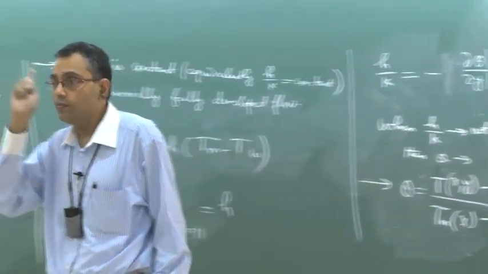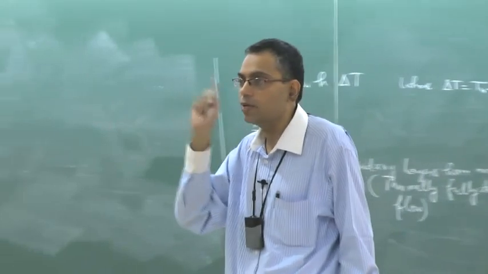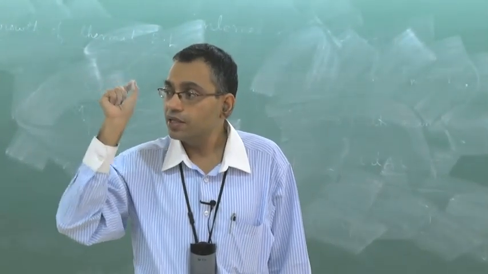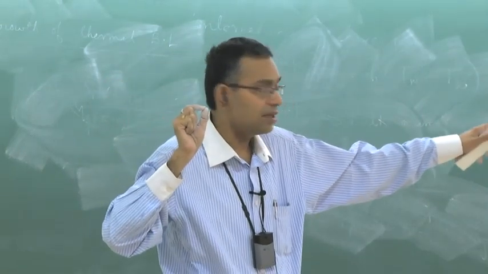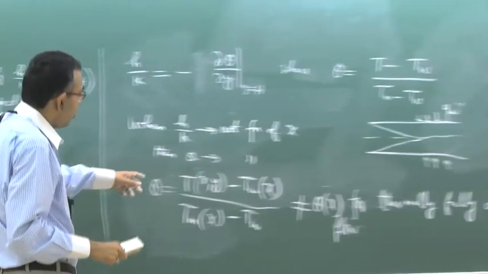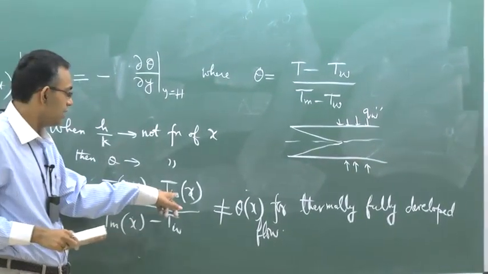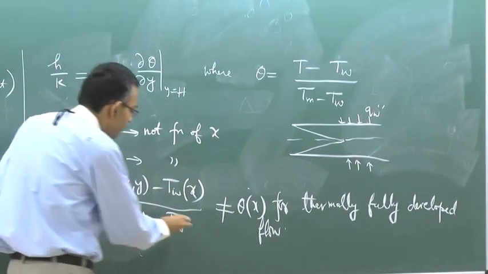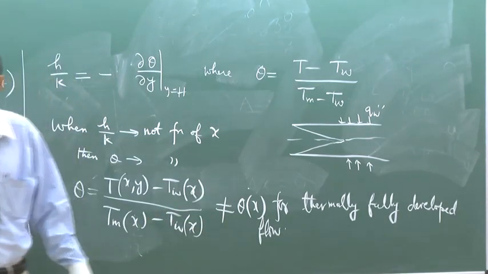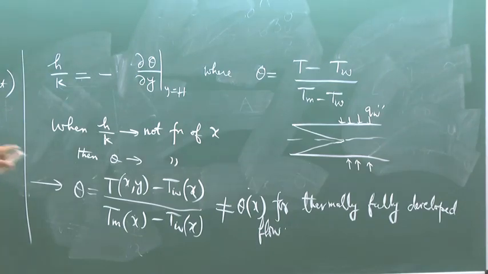So, this is a very important difference between hydrodynamically and thermally fully developed flow. For hydrodynamically fully developed flow, u is not a function of x, but for thermally fully developed flow, T still remains a function of x. But this definition of non-dimensional temperature theta is not a function of x. So, it is not a very intuitive thing, because this has function of x, y, this is a function of x, this is also a function of x, but this ratio is no more a function of x for thermally fully developed flow, and why, we have just proved it.